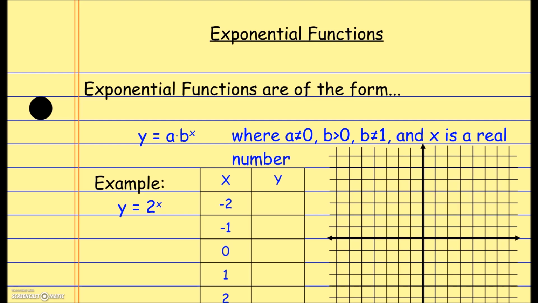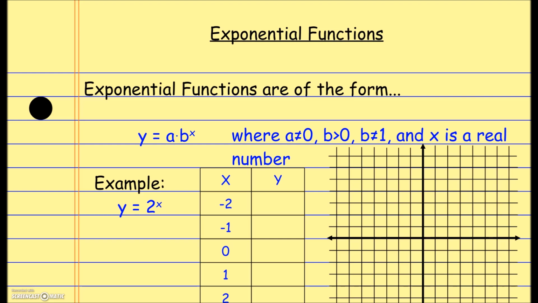Now, there's a couple stipulations that we need to apply to this. First of all, a can't equal 0. And that should make sense. If you plug a 0 in for a, you have 0 times b to the x. Well, 0 times anything is 0. So what we would really have, if a was 0, is y equals 0, okay? Which is not an exponential function. That's a linear function. In fact, it's a constant function because it's the equation of a horizontal line, all right?